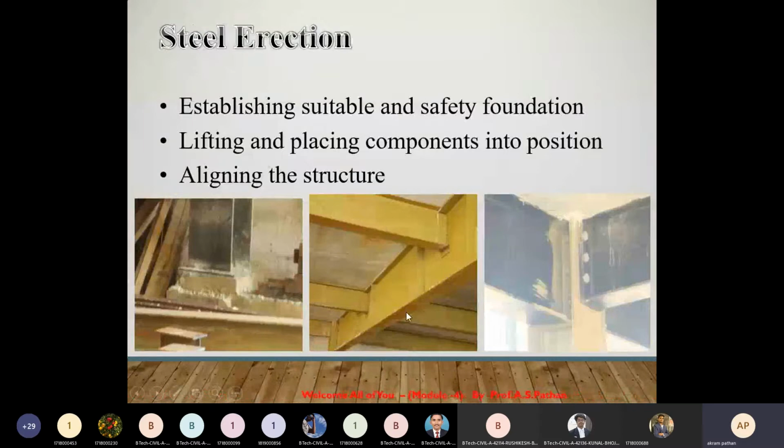this is a particular, you can say, the beams. Okay, these are the main beam, and then these are the secondary beam. And look at this particular joint. Okay, so at this particular joint we require the flange plate, and then this connection is made with the nut and bolts, lifting and placing component into the position and aligning the structure. So we can lift, we can align, and then we can join all the main or secondary beam with the help of a welding process, or the riveting process, or nut and bolting process.